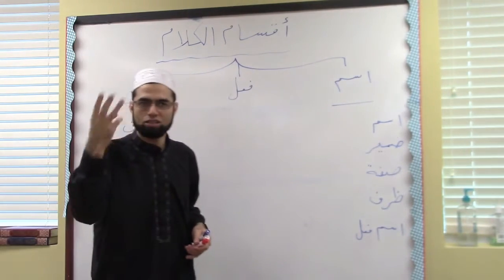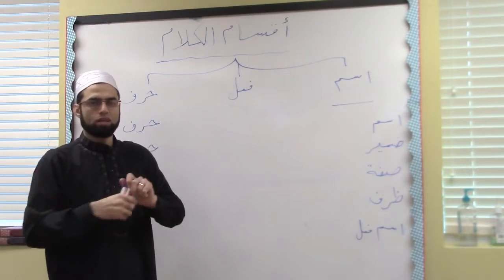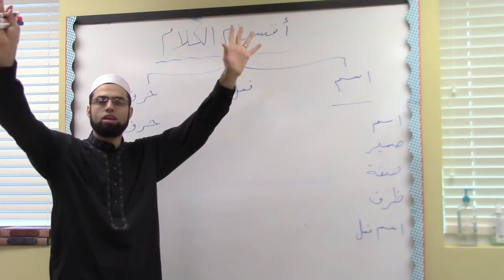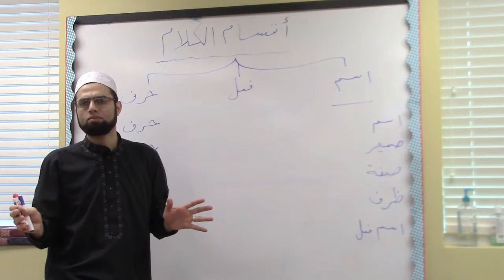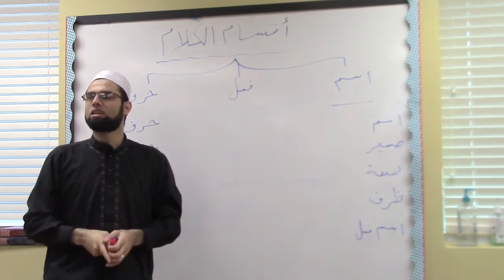3 parts of speech. 3 parts of speech in Arabic, which is different from English. In Arabic it's 3. In English it's about 6 or 8. Right? In English what do we have?